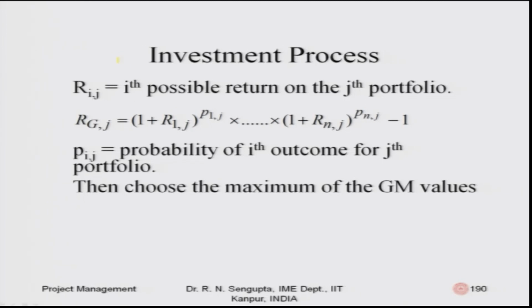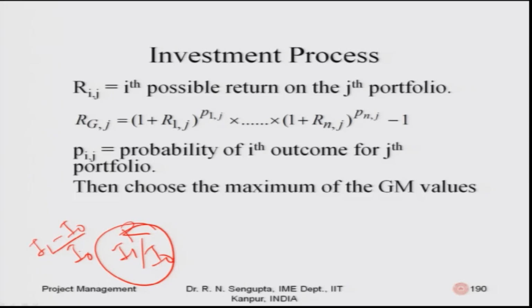Consider the IR, this capital R. Just to recollect, we had two values: (I1 minus I0) by I0, and another was I1 by I0. So this is the capital R which we are using here in our calculation. Capital R suffix i, j is the ith possible return for the jth portfolio, or jth investment or jth project, and I want to find out the geometric mean average of that portfolio or project or a set of conglomeration of activities.